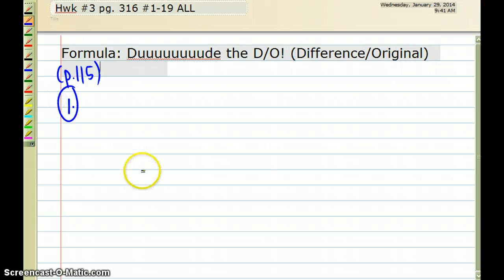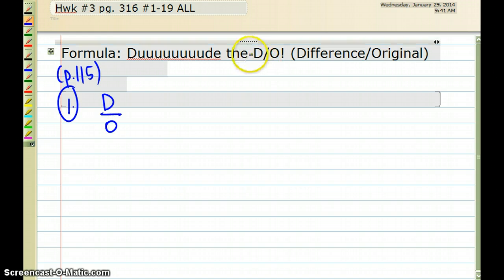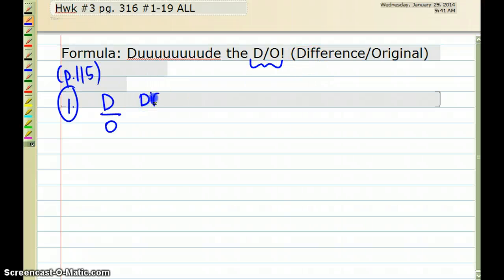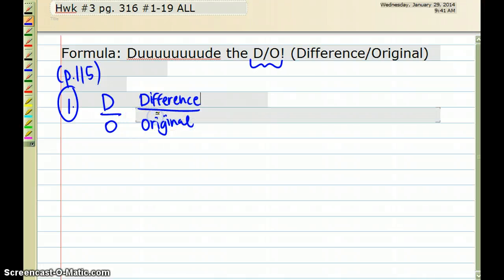We've got 19 questions today. Each question you must write D over O. And the formula given today was D over O. That stands for difference over the original, which is a fraction that will lead us then to our percent. So we are going to be reviewing a lot of changing fractions to a decimal, then to a percent in our homework tonight.